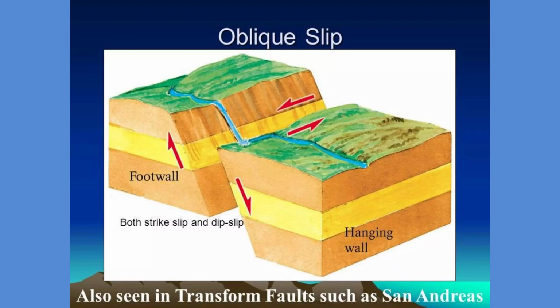So here you can see the hanging wall which has actually moved. If you connect the corners of the block, it has moved at an angle with respect to the strike of the fault and at an angle along the dip direction of the fault. So this is called an oblique slip fault.